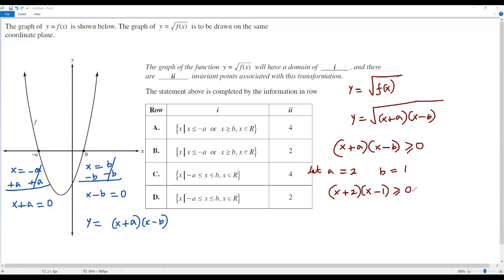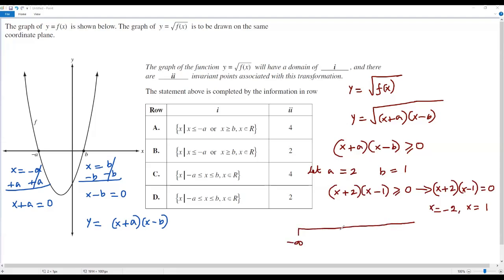Now to solve this inequality, initially we can treat it as an equation, so (x + 2)(x - 1) equals 0. When I solve this equation, I get x equals negative 2 or x equals positive 1, because when I plug in x equal to negative 2, it becomes 0, and when I plug in x equal to 1, it becomes 0. So I got two values for x, negative 2 and positive 1. Let's mark these two values on the number line.